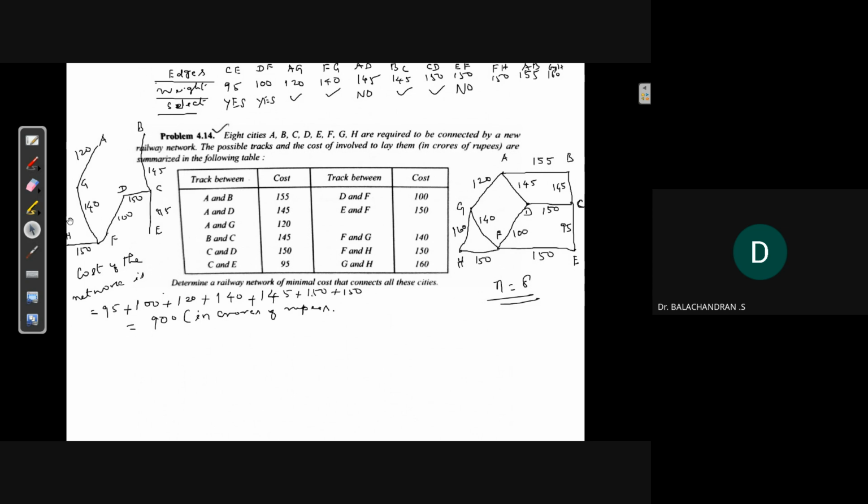This diagram, as usual, you should do what? Step one, you should choose this edge. Step two, add this edge. Similarly, you should write. So one can easily try to solve this problem and verify the answer.